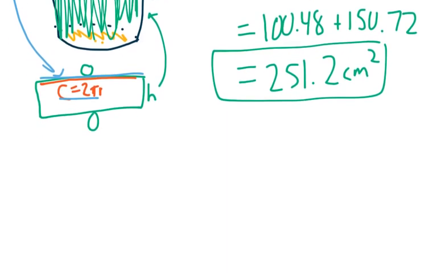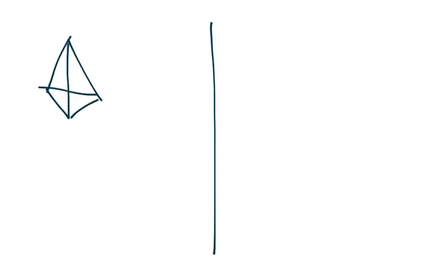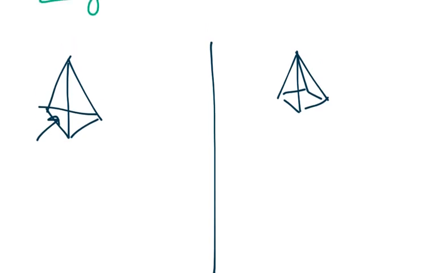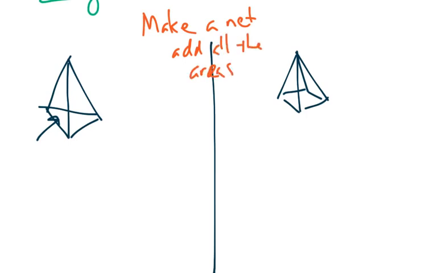Now, let's continue. Let's take a quick look at some pyramids here. Now remember, we have two types of pyramids. Fortunately, it doesn't matter which type we have. So we have our triangular pyramids, where the base is a triangle, and then we have our rectangular pyramids, where the base is a rectangle or a square, and whatnot. But either way, we're going to use the same process, which is to make a net and add all the areas together.